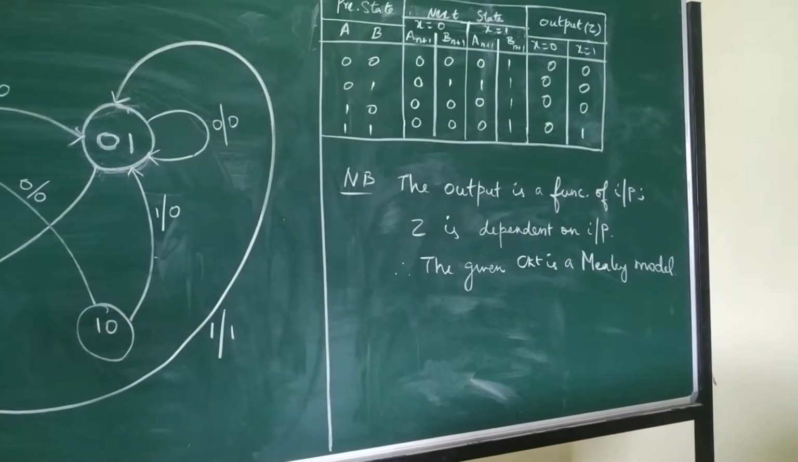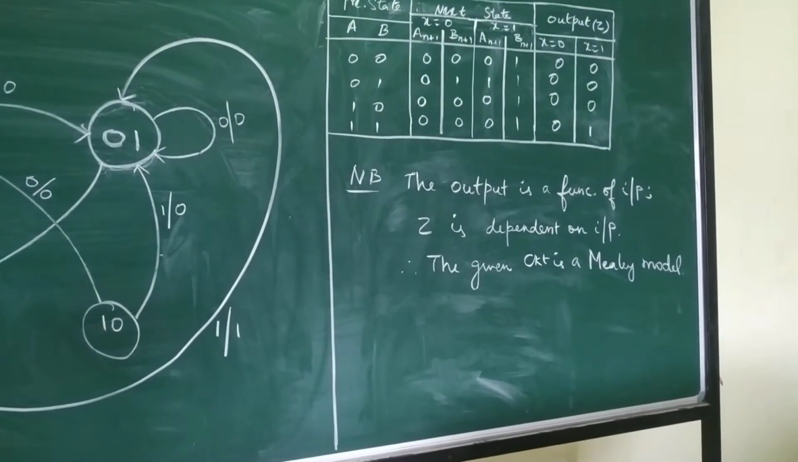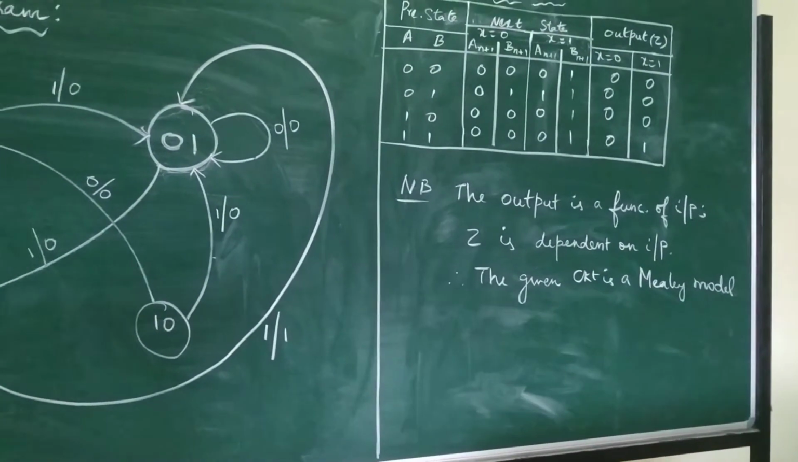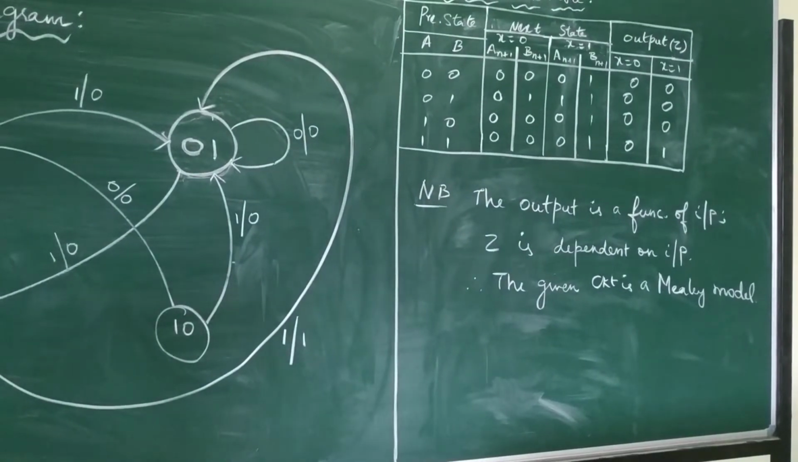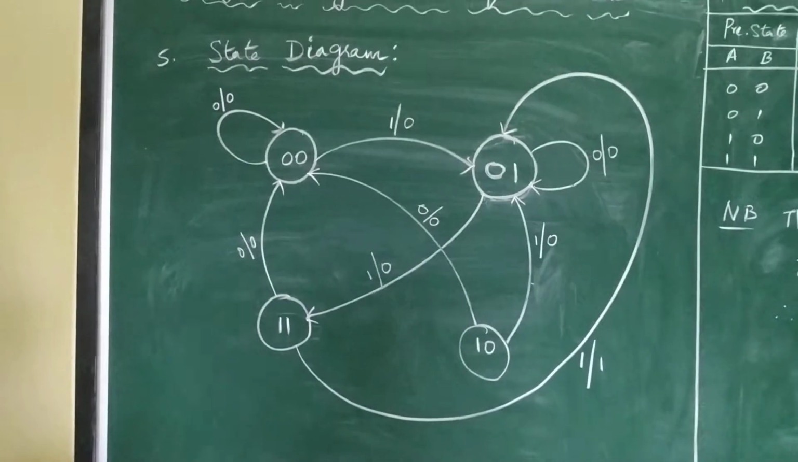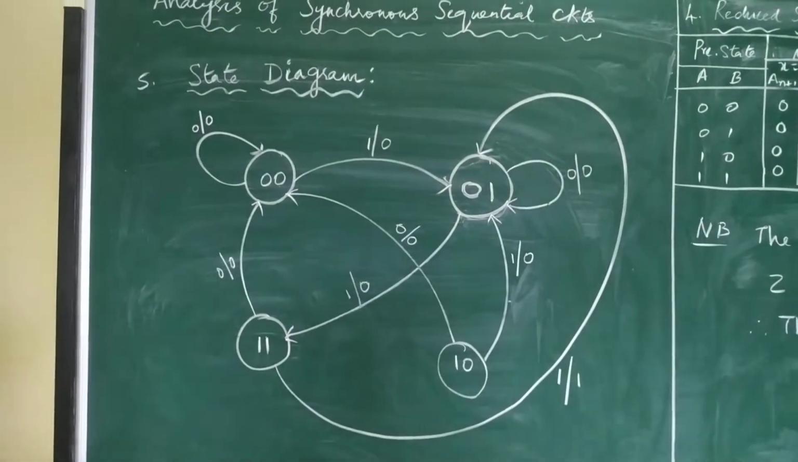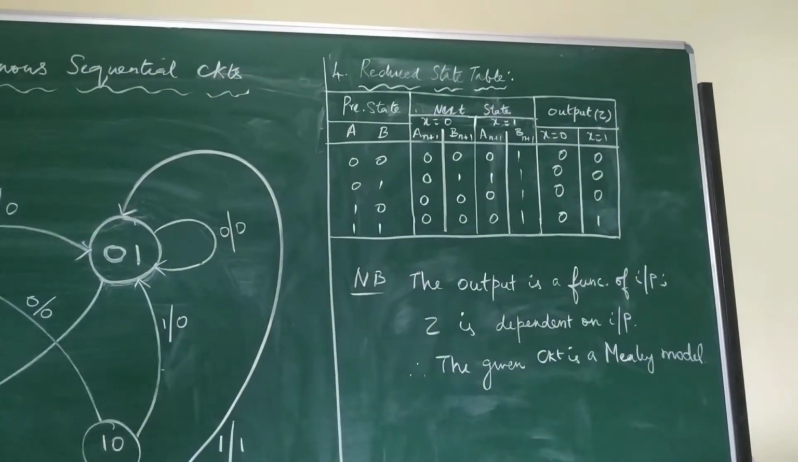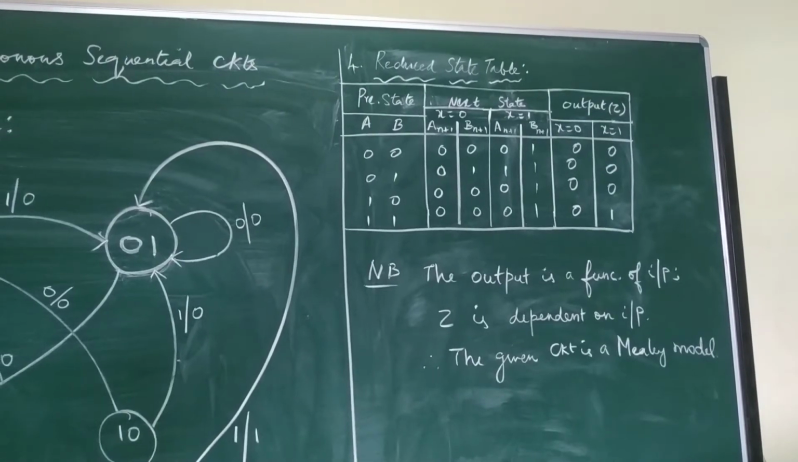Why? I have given it in the reference. The output is a function of input. Z is dependent on the input. Therefore, the given circuit is a Mealy model. So how to do the state diagram? It is done from the reduced state table, the previous step.